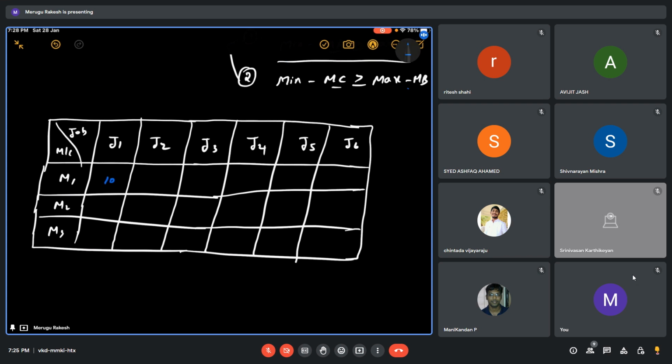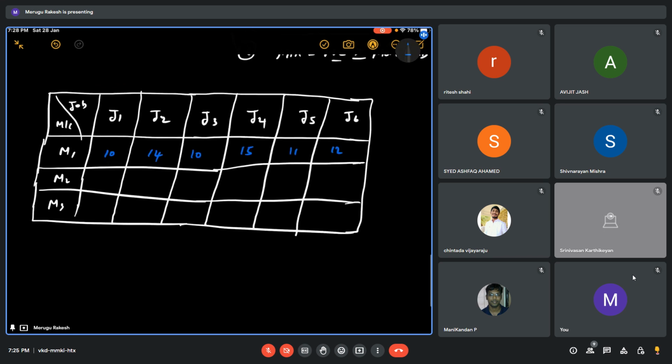So we have values 10, 14, 15, 11, 12, 11, 17, 13 and 14, finally 14, 12, 15, 16, 12 and 16. So these are the values we have.